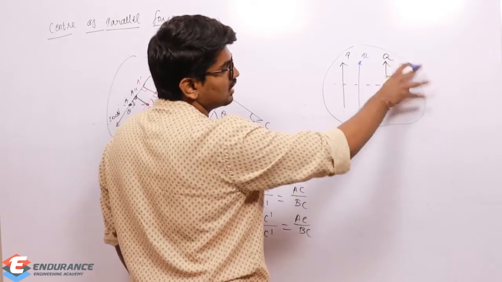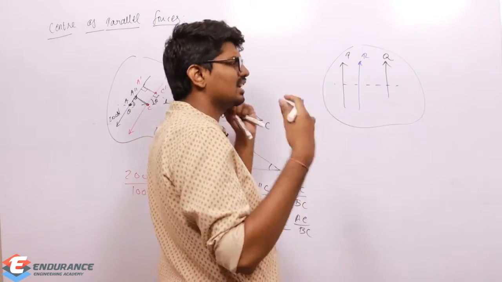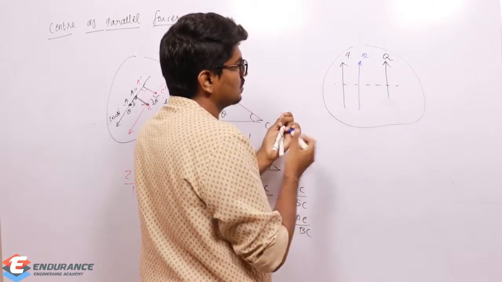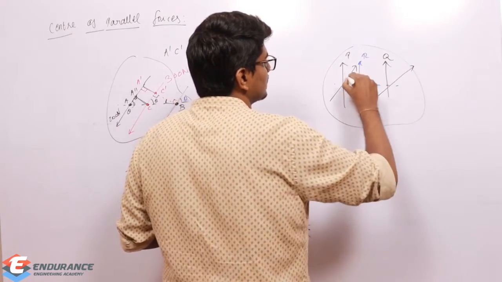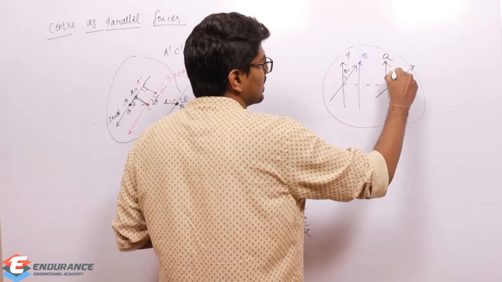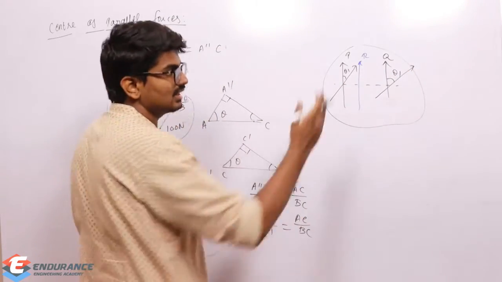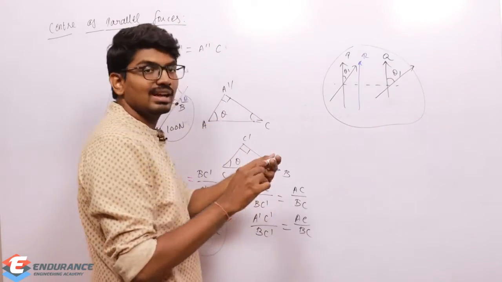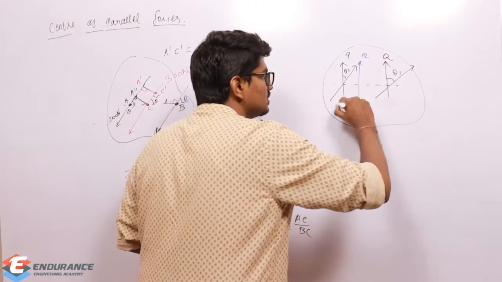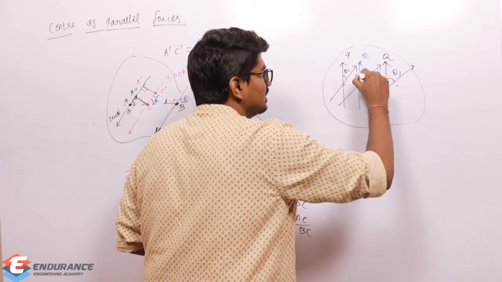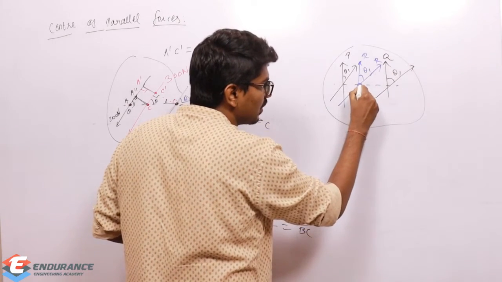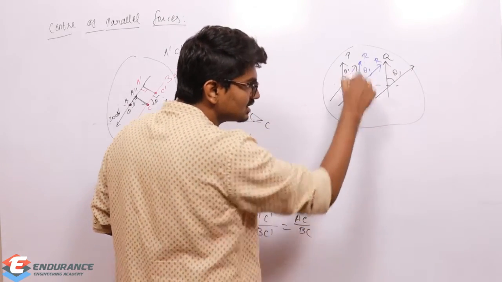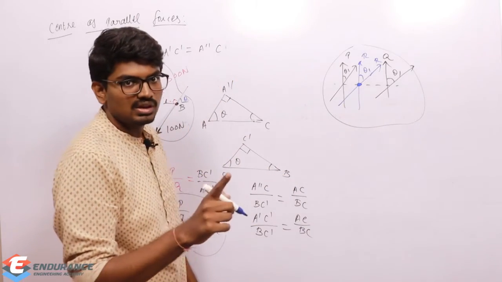Now I'm tilting Q, I'm tilting P, in whatever direction you want. I'm tilting it like this by an angle theta 1. Then the resultant will also get tilted by an angle theta 1. But the point through which the resultant is passing is not going to vary.